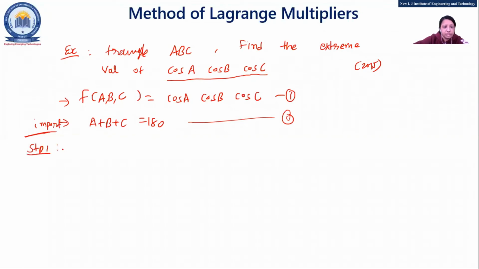Auxiliary equation. So I'll write directly F(x, y, z), that is cos A cos B cos C plus lambda into (A plus B plus C minus 180). Don't forget this 180; move it to the left side, equal to 0. This is my equation 3.